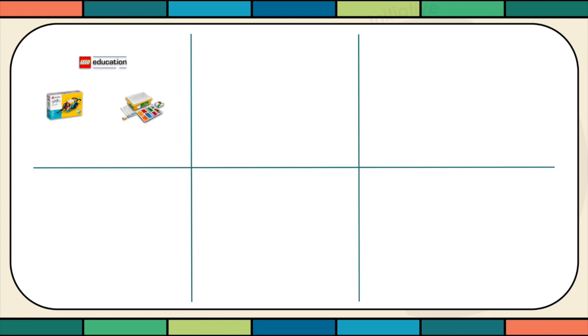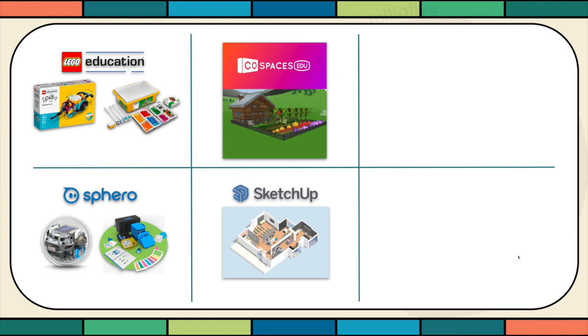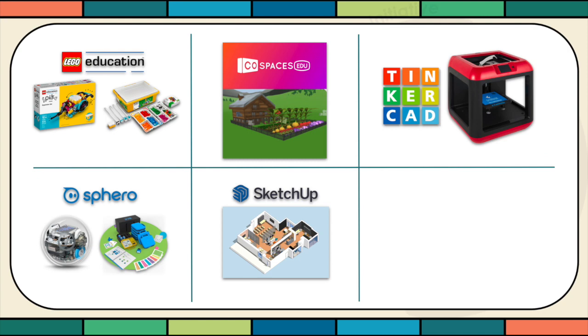Robots like Sphero or Q can help students flesh out movement patterns, and tools like CoSpaces or SketchUp allow students to create virtual worlds, communities, or buildings to bring their ideas to life. 3D printing can take a conception and turn it into a real, functional object. So I think that 3D printing could have a pretty significant role in project-based learning.